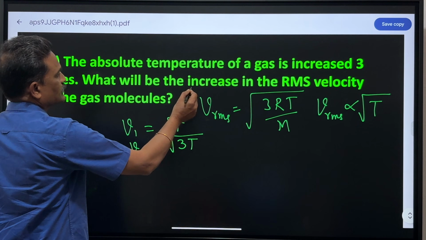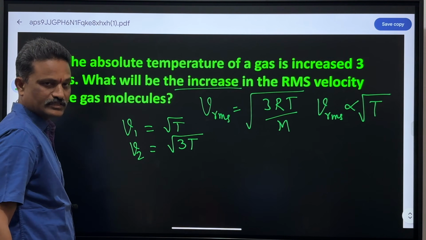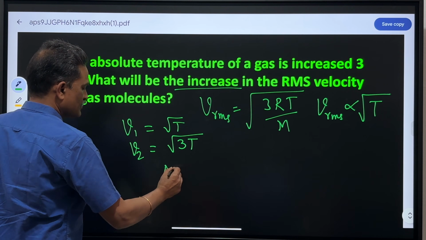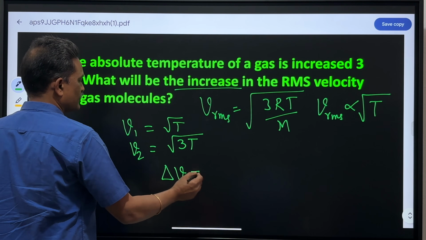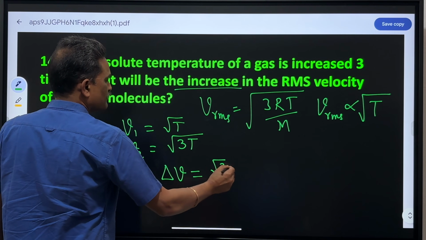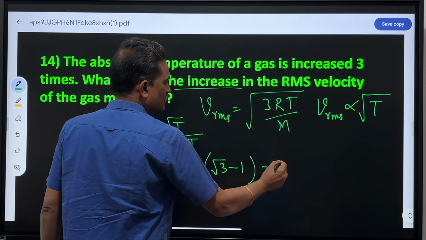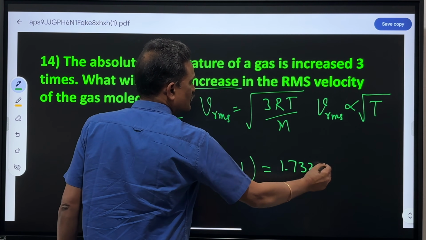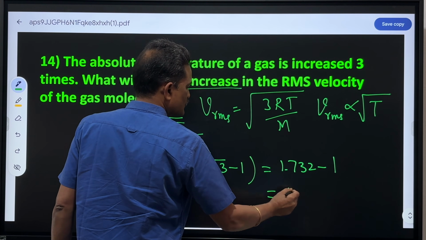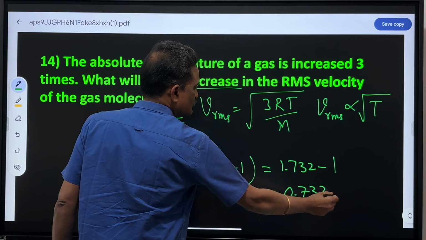Now what is asked? The increase, how much it is increased? The increase or the increment in the velocity is given by root 3 minus 1. This is nothing but 1.732 minus 1. So the increment is 0.732. That is the answer.